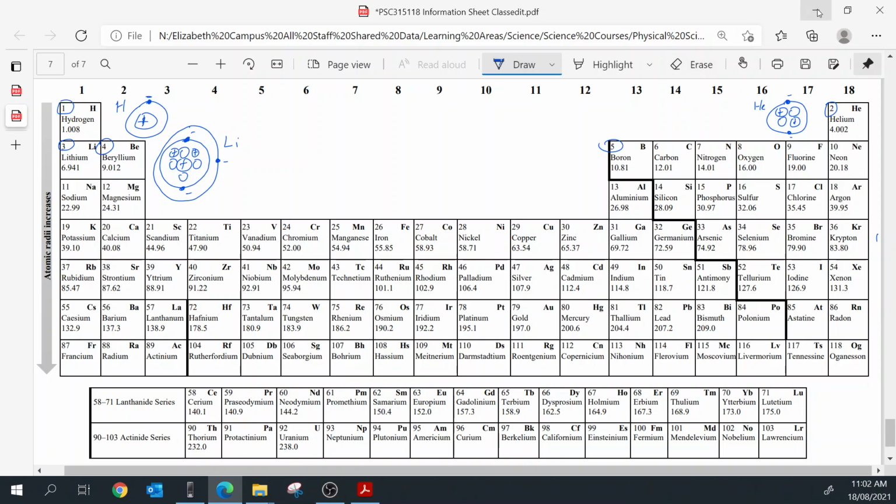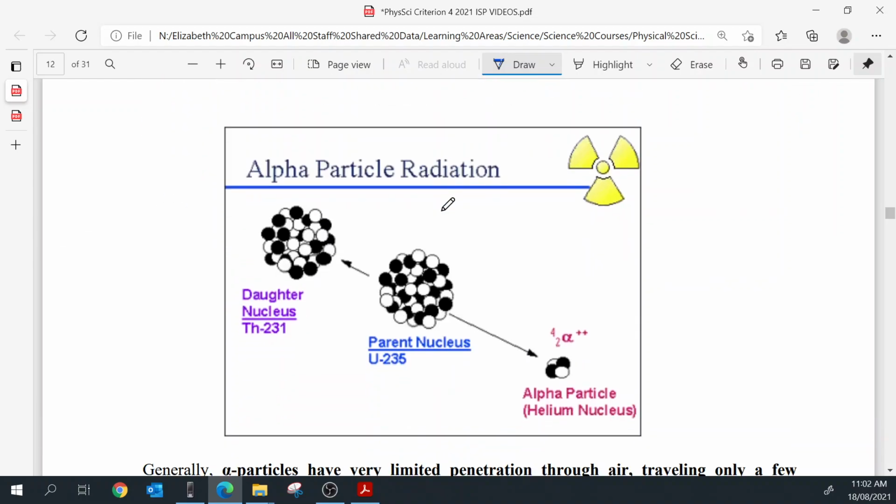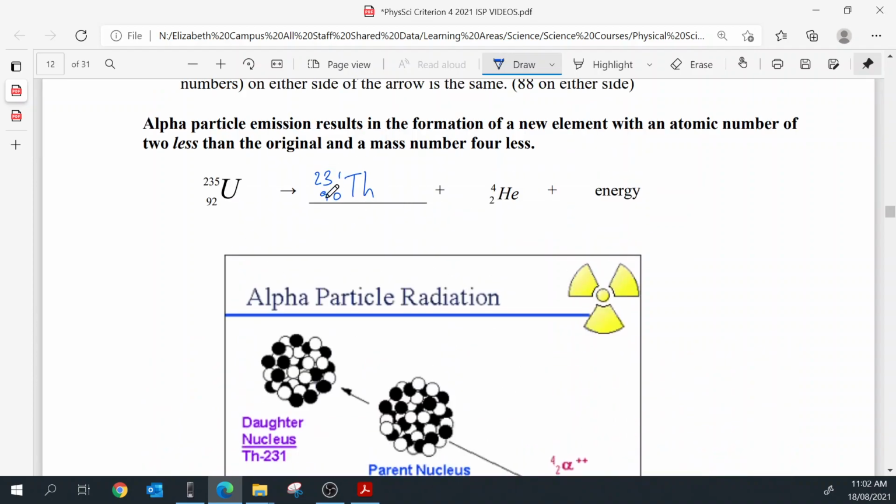Okay, thorium, and it's got 232. Perfect. Okay, good. So there we go. So that's how we work out this one. Those ones we just have to make sure they're all balanced, and you can just double check: 231 plus 4 and 90 plus 2.